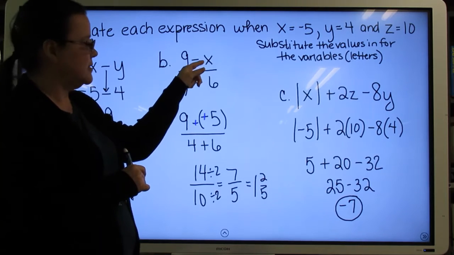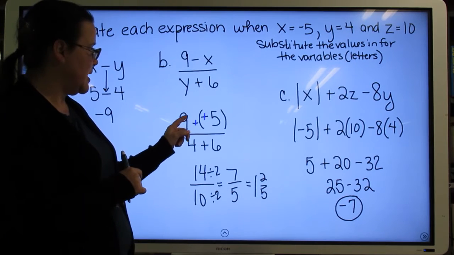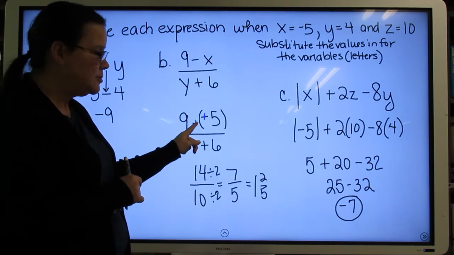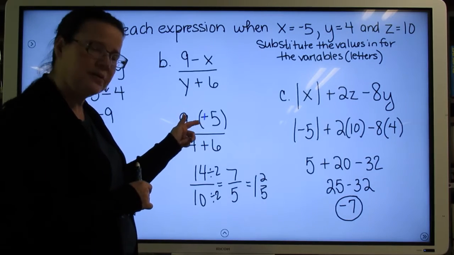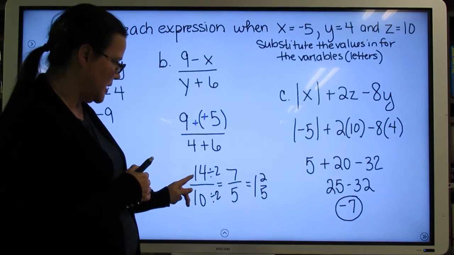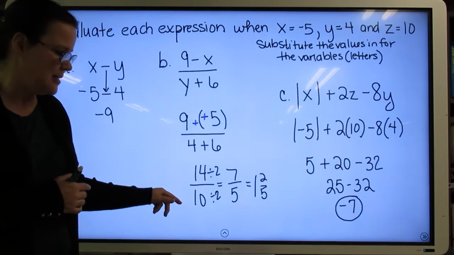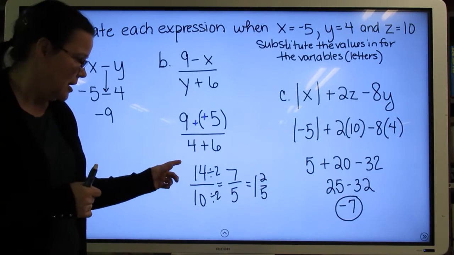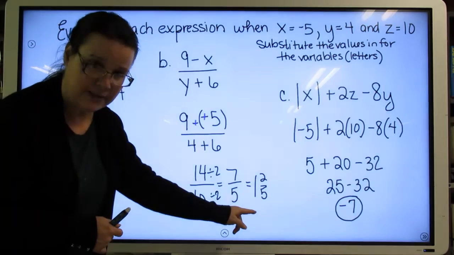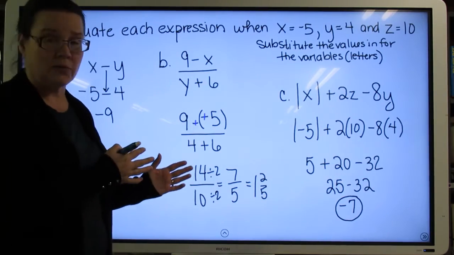9 minus x divided by y plus 6. And then you would write in the negative 5 for the x, and remember to bring down the sign. And then the two negatives make it a positive, and I put them in a different color so you could see that I made them positive. And 9 plus 5 is 14, and then 4 plus 6 is 10. But you can't divide 14 by 10 and come out with a good answer. You can reduce them to 7/5 and then write out a mixed number, or you can leave it as 7/5. Again, you'd have to look at your answers and see what they would want.